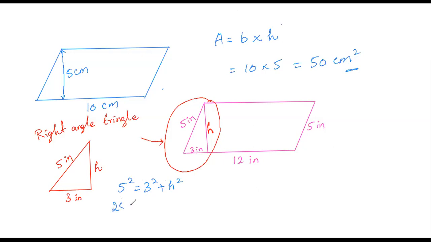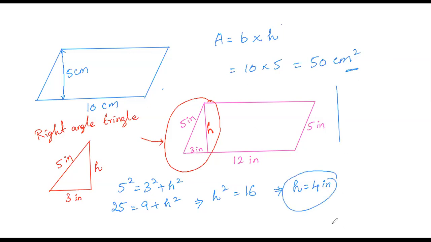So we have 25 equals 9 plus h square. 9 goes to the other side, isn't it? So 25 minus 9, we'll get 16. So if h square is 16, what is h? 4. So we got the height as 4 inches. Now you can find the area.